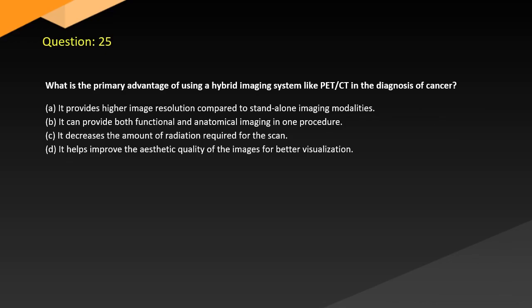Question 25. What is the primary advantage of using a hybrid imaging system like PET/CT in the diagnosis of cancer? A. It provides higher image resolution compared to standalone imaging modalities. B. It can provide both functional and anatomical imaging in one procedure. C. It decreases the amount of radiation required for the scan. D. It helps improve the aesthetic quality of the images for better visualization.